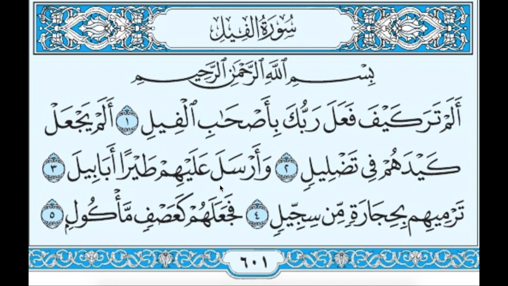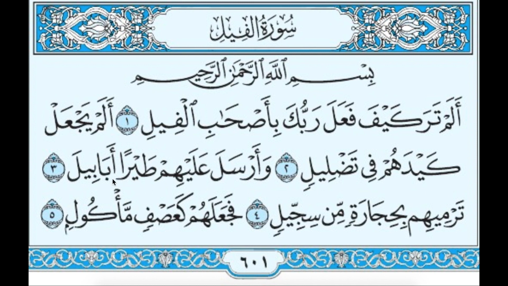Now, wa arsala alayhim tayran ababil. Here, you have them parallel. So you're going to have something else, which we're going to study in tajweed, called idhar, where you actually pronounce the tanween. So you would say tayran ababil. These two are meant to be on top of the alif, right? So when it's like that, and they're parallel like this, you do pronounce the tanween. You say tayran ababil.